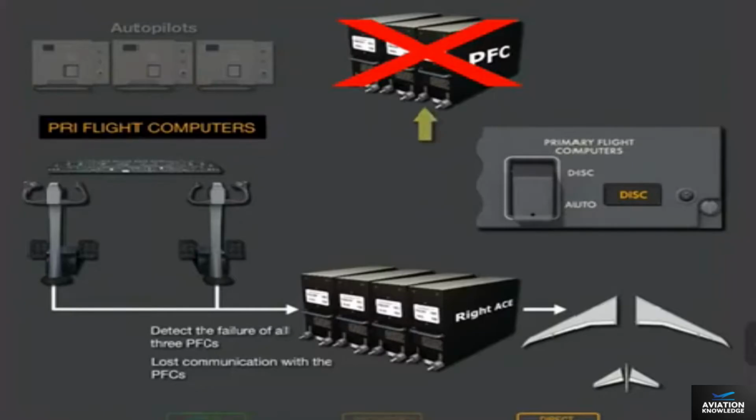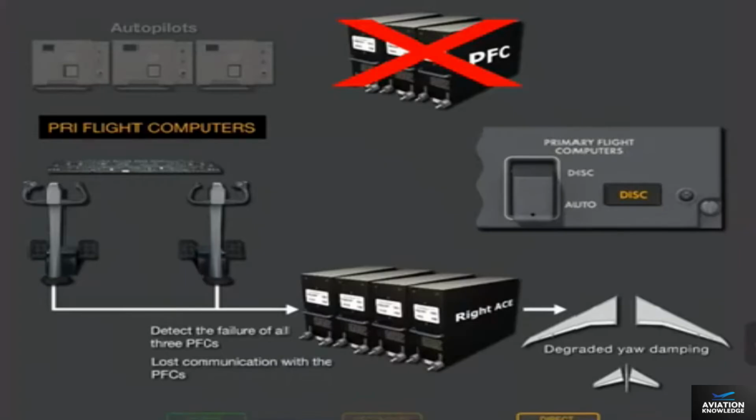In the direct mode, the PFCs no longer generate control surface commands. Pilot inputs received by the ACEs are sent directly to the control surface actuators. The direct mode provides full airplane control for continued safe flight and landing. The airplane handling qualities are almost the same as the secondary mode. All flight control surfaces remain operable, but yaw damping is degraded.